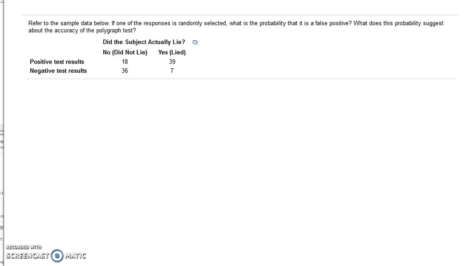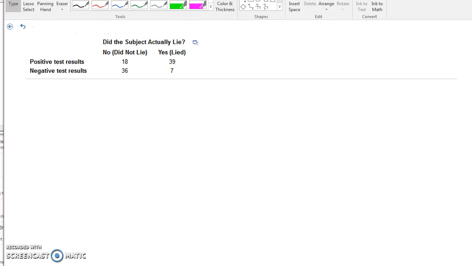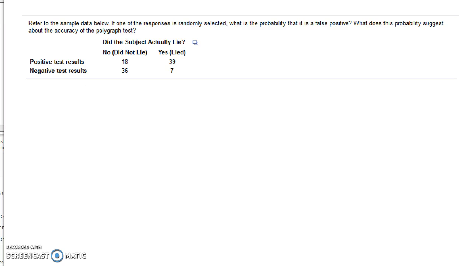Okay, so in this first example, what it says is refer to the sample data below. If one of the responses is randomly selected, what is the probability that it's a false positive? So what we're going to take a look at here, for it to be a false positive, that means that we got a positive test, but the subject did not lie. So false positive, these are the people who got a positive test, right? Oops, but did not lie.